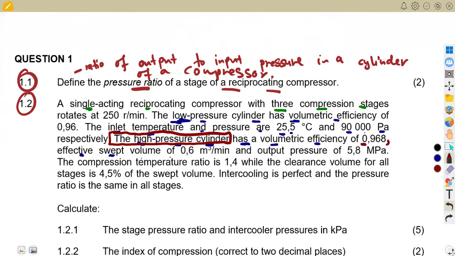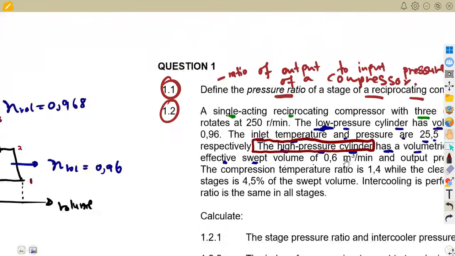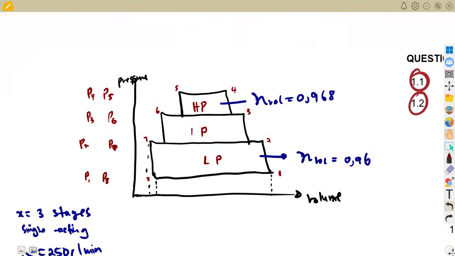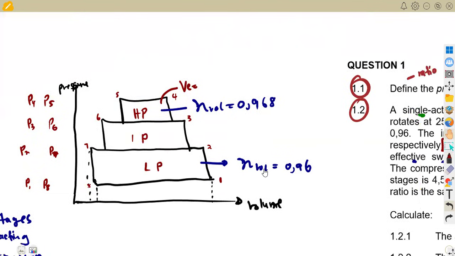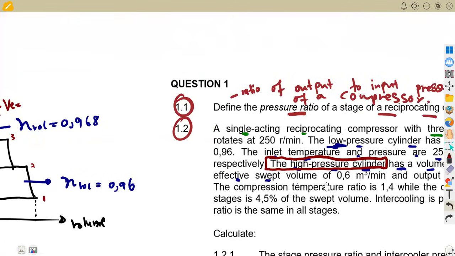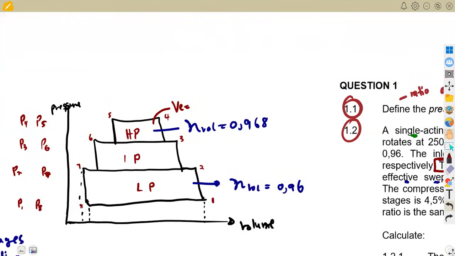We are on the high pressure cylinder here. This one. This is where we are. So here, what we are given also is the effective swept volume. It was given as 0.6 cubic meters per minute. All right, so this is 0.6 cubic meters per minute. It's on the high pressure.